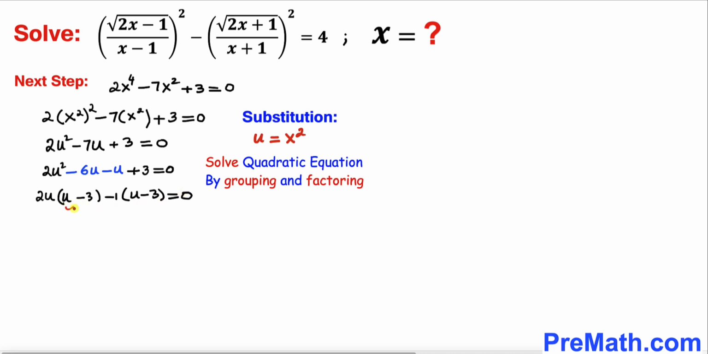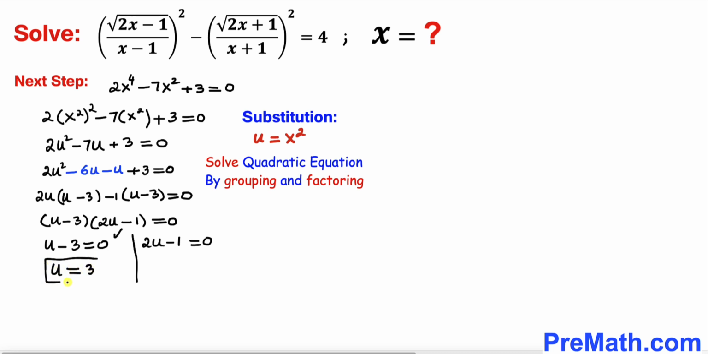And now we can see u minus 3 and u minus 3, they are in common. So therefore, we can write u minus 3 times 2u minus 1 equals 0. And now let's go ahead and separate these two factors. I can write this one u minus 3 equal to 0, and this second factor 2u minus 1 equal to 0. So this first equation is going to give us u equal to positive 3.